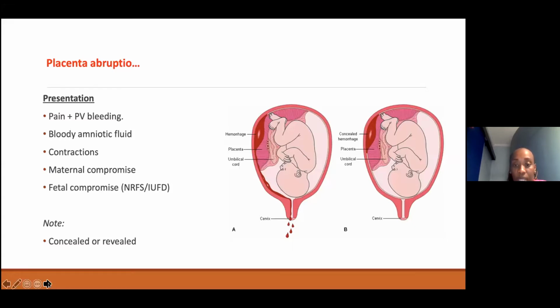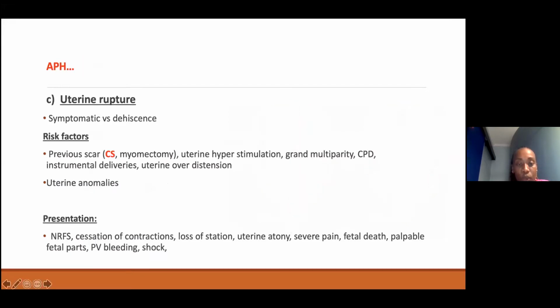Subsequently, you disrupt the blood flow around the placenta, you get fetal compromise, which can be severe enough to cause an IUFD. Next. Good, so those are the first two, Previa, abruption. Now let's come to the third one, which is uterine rupture.